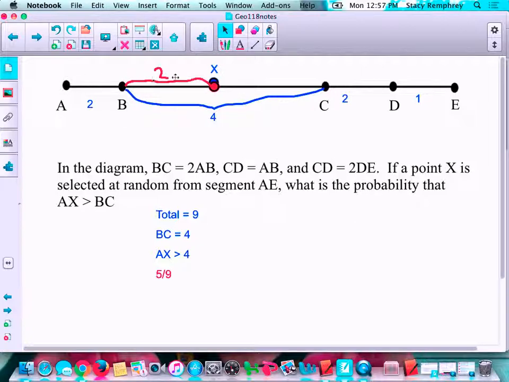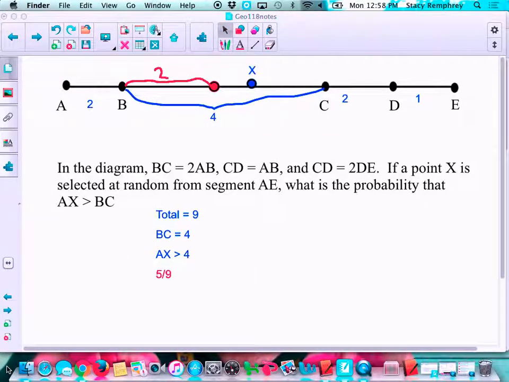So anywhere here is not good. If I put the X anywhere in here, the distance from A to X is going to be less than the distance from B to C because it's going to be less than 4. However, if I put X anywhere over here, I'm good. It could be 5, 7, it could go all the way over here. So this section, section length 4, is bad. The section length that's good is 5. So your answer here would be 5 out of 9. There are 5 out of 9 places you could place the X so that AX was greater than BC. And that concludes the notes for 11.8.